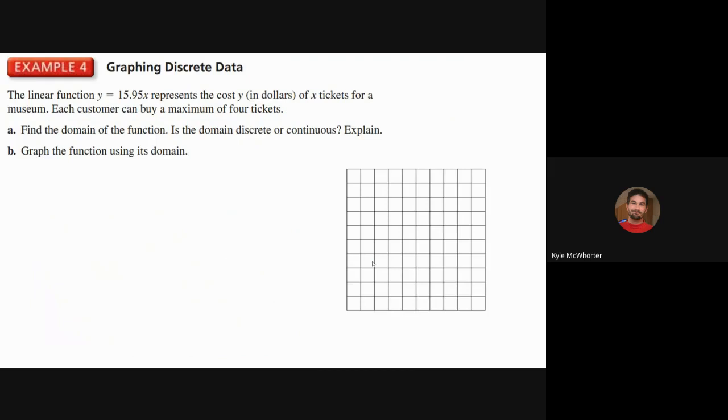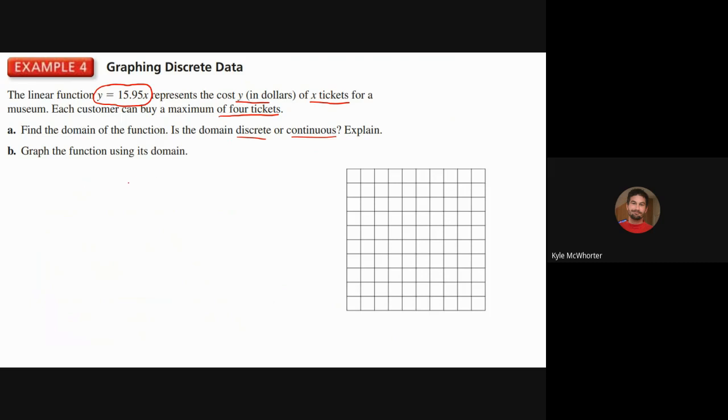Okay, so we have a linear function y equals 15.95x. That represents the cost y in dollars of x tickets for a museum. Each customer can buy a maximum of 4 tickets. Find the domain of the function. Is the domain discrete or continuous? Okay, so the domain is the input. So what are the possible values for x? How many tickets can we buy?